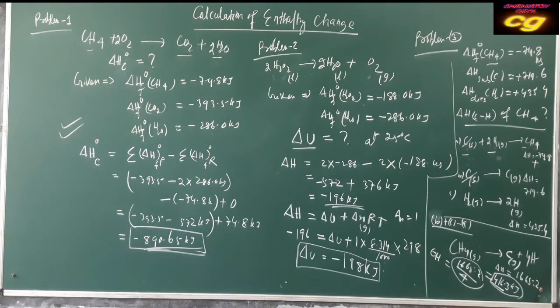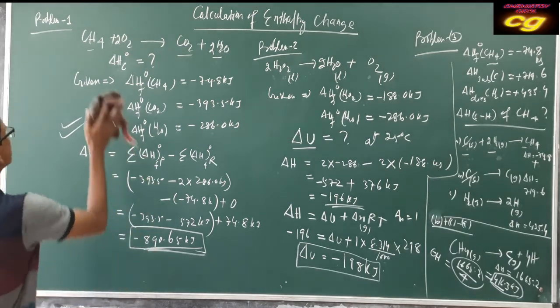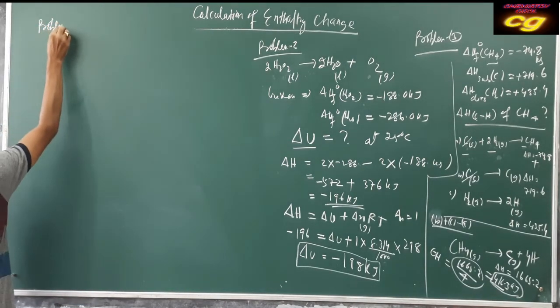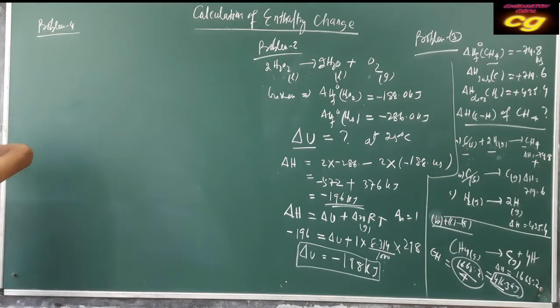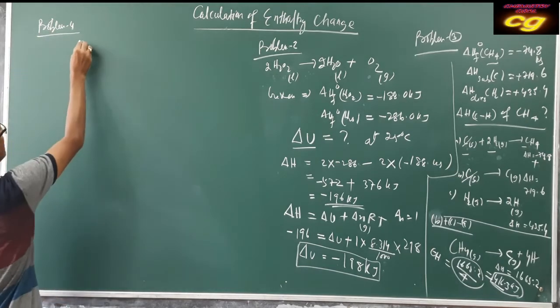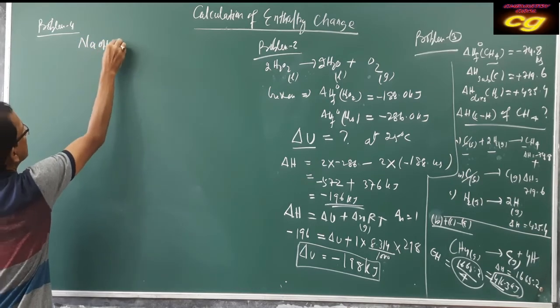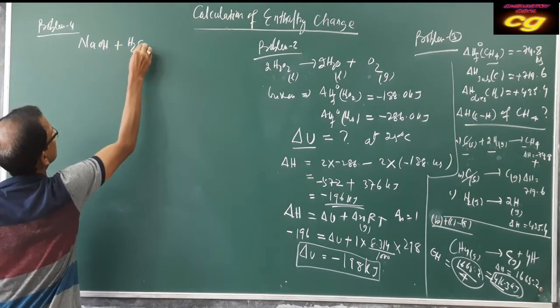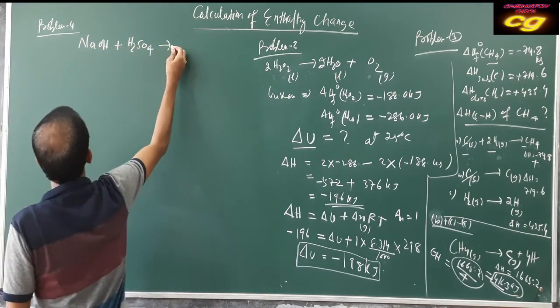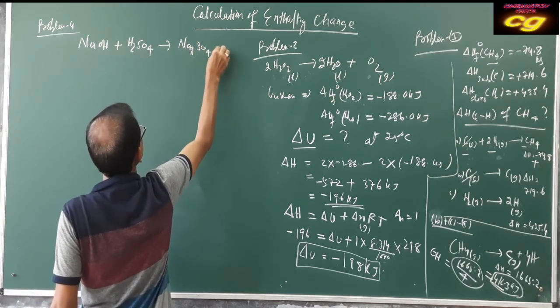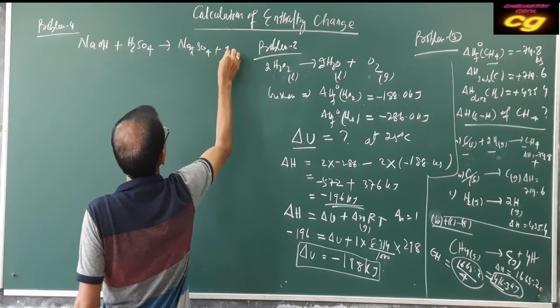Next, we will calculate now neutralization. Okay, you write down this one. Problem 4. Problem 4 is like this. Reaction is like this. NaOH reacts with H2SO4 forming sodium sulfate plus 2H2O.